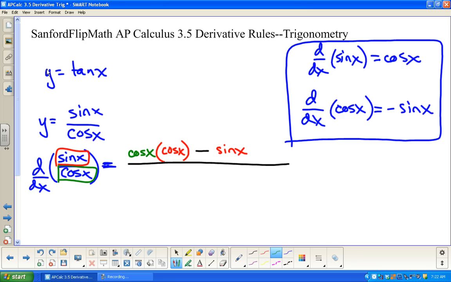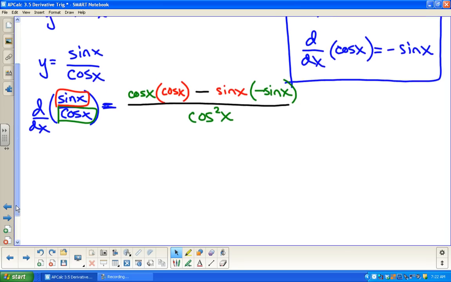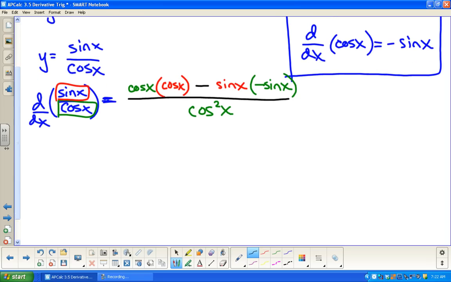Well, the derivative of cosine is cosine squared. I'm sorry, the derivative of cosine is negative sine. Sorry, I was thinking ahead as to where I was going in the problem. And on the bottom, this is just going to be cosine squared. All right, so let's clean this up a little bit. I mean, that's not very fun to remember or to use, because what we're doing is developing a rule for the derivative of tangent.